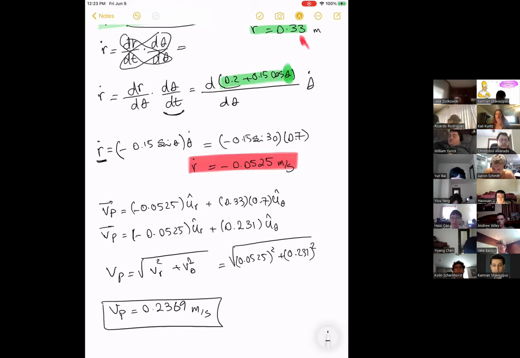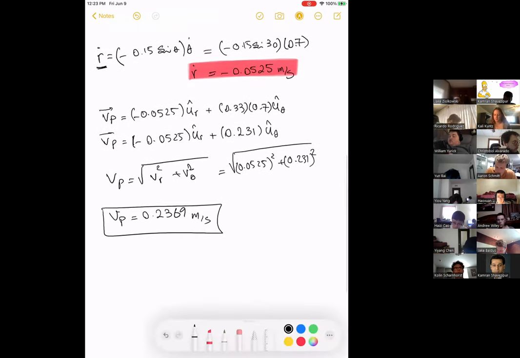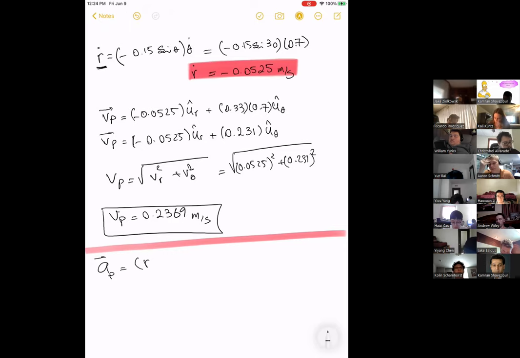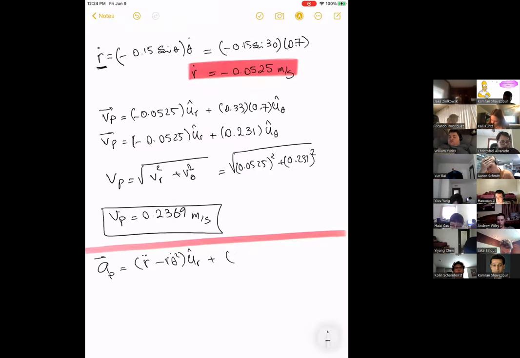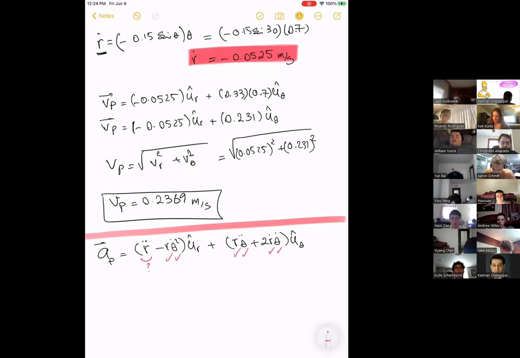Everybody? Okay. Now, we need to find acceleration, right? For acceleration, obviously, I'm going to write the equation. AP is going to be r double dot minus r theta dot squared, ur, plus r theta double dot plus 2 r dot theta dot, u theta. This is the equation, right? Theta double dot is given. Let me see what we have or what we don't have. R dot and theta dot, I found already. Theta double dot is given. R, I found it. I only need to find R double dot, right?